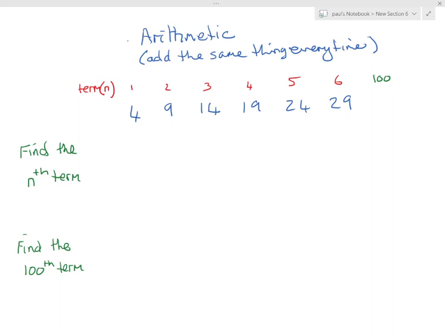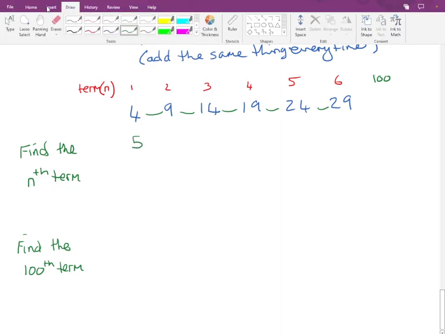Now, first of all, what we do with these series of numbers is label up the terms above, as we have done, then find the gap between all of these numbers. Now find the gap, which is 5. So the gap is 5. I won't write it there.